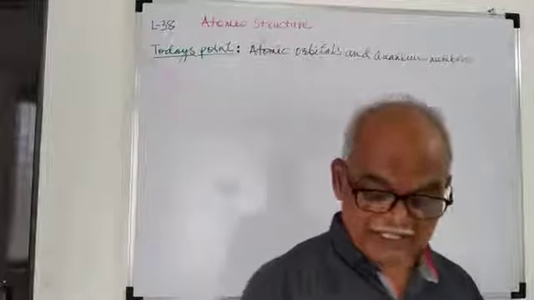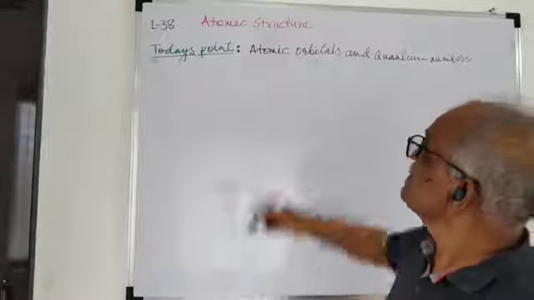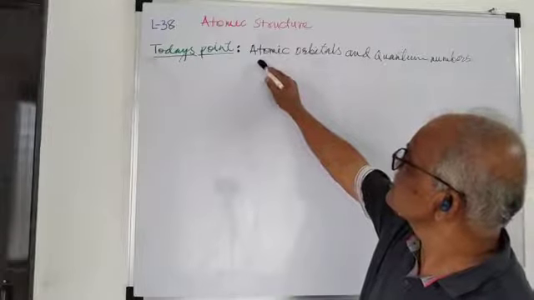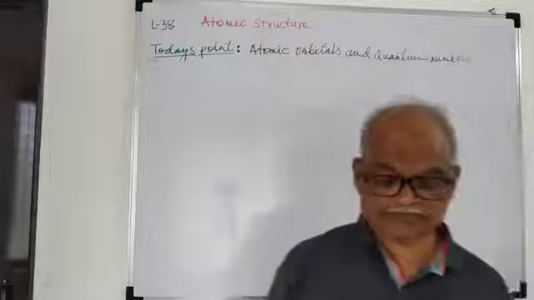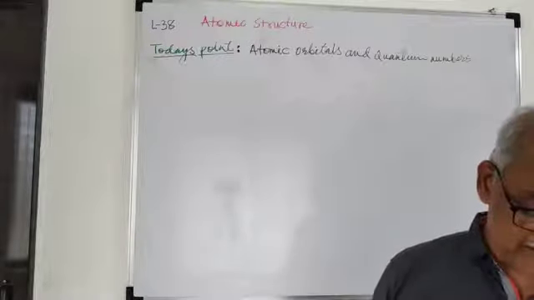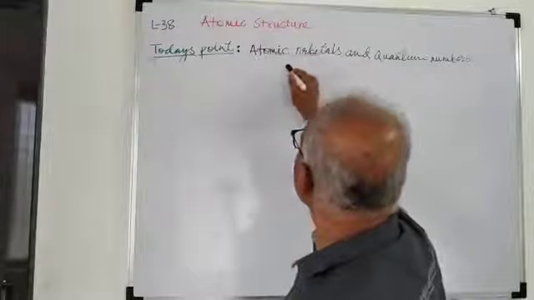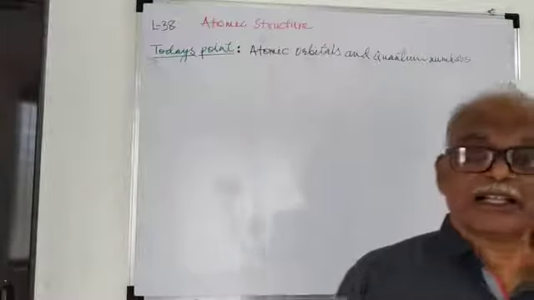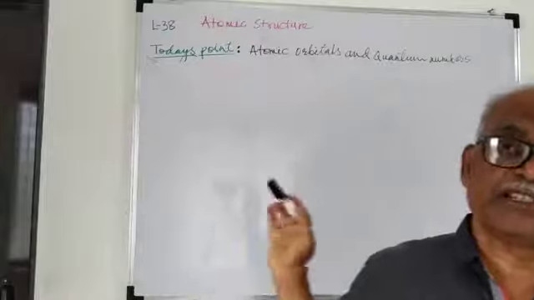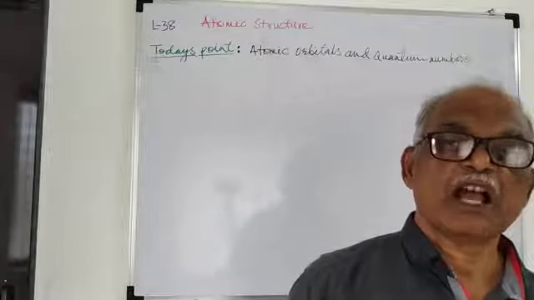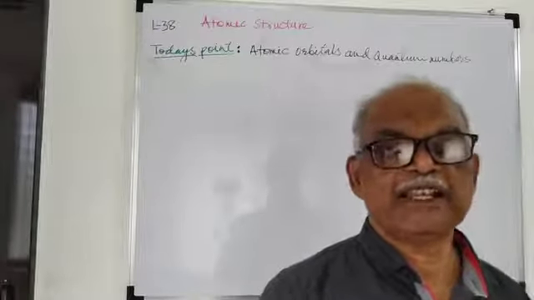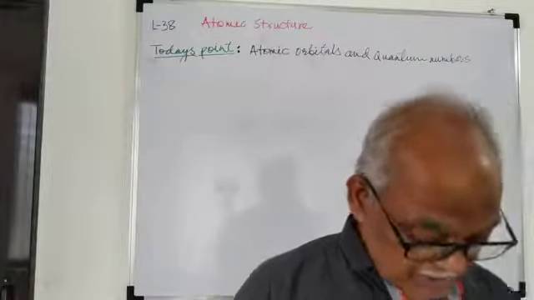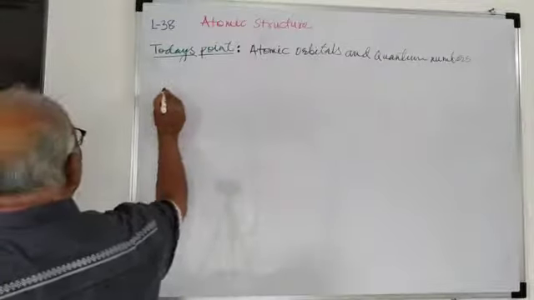Today we will see the next part of atomic structure. Today's point of interest is atomic orbitals and quantum numbers. Here we will see that the atomic orbitals are closely related to the quantum numbers, and how this relationship is present between the quantum numbers and these atomic orbitals. We will explain this on the basis of various values of quantum numbers.